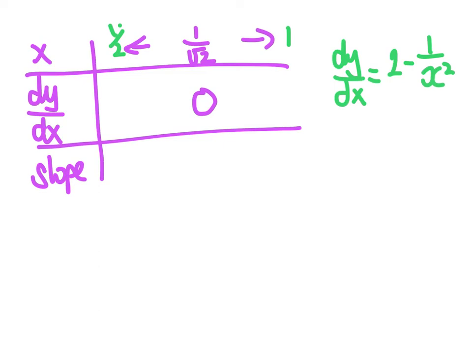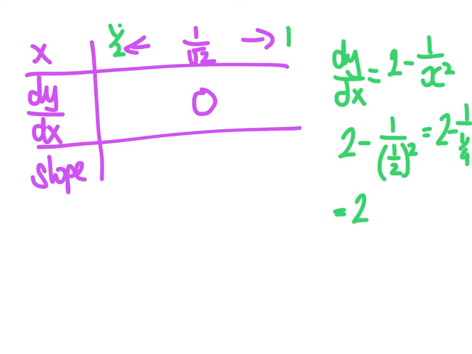So I'm going to look at the half first. So 2 minus 1 over a half squared. Now a half squared is 1 squared over 2 squared, so it's a quarter. So it's 2 minus 1 over a quarter. Dividing by a quarter is the same as multiplying by 4. So that's 2 minus 4, which is minus 2. So when x is a half, I've got a negative gradient.